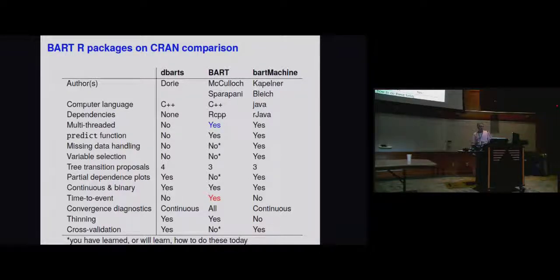Thinning. For whatever reason, BART machine has no thinning, and it's actually a big problem, much bigger than you would think, because that means that on the Java side, they're creating a big object, and there's no way to make that object smaller because you can't thin the chains, and it will often crash your Java virtual machine, which gets very annoying very quickly.